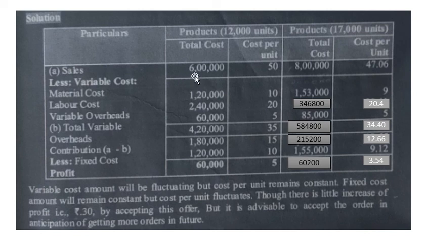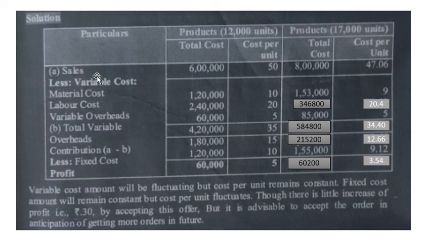So with the sales as it is, we'll add up all your total variable overheads. For 12,000 units we get 4,20,000, and the cost per unit for 12,000 units is rupees 35. For 17,000 units the total variable overheads is 5,84,800, and then the cost per unit is 34.40 per unit.